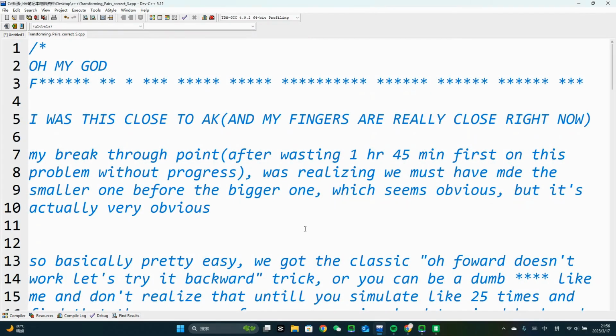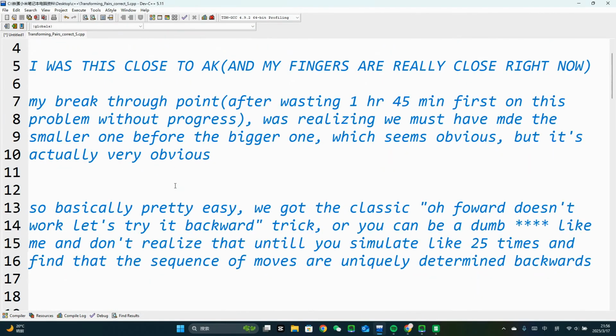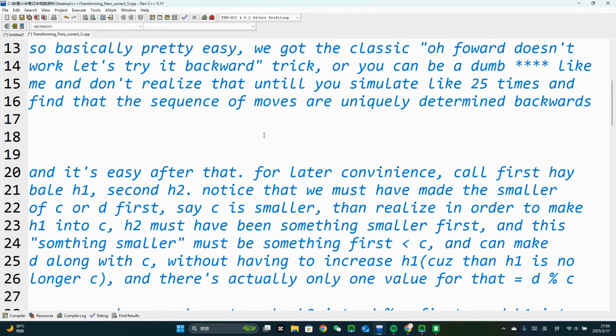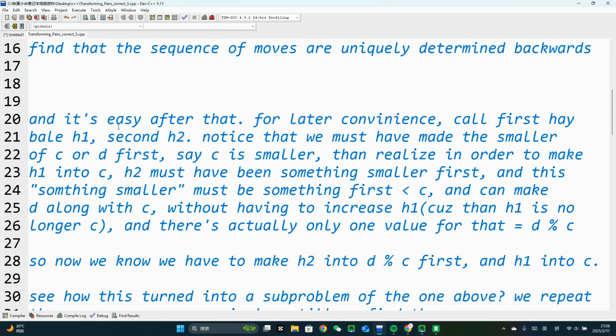So my breakthrough point, obviously after an hour and 45 minutes wasted, was realizing that we must have made the smaller of the two before the bigger one, which seems obvious, but it's actually more than you think it says. Because if we always make the smaller one before the bigger one, let's actually think about this process.